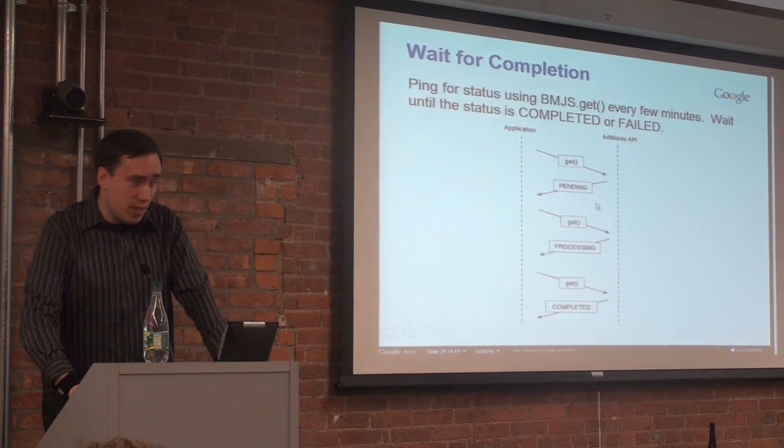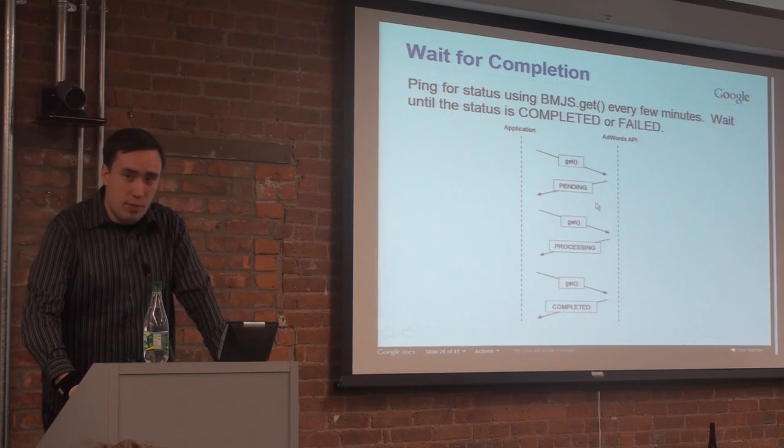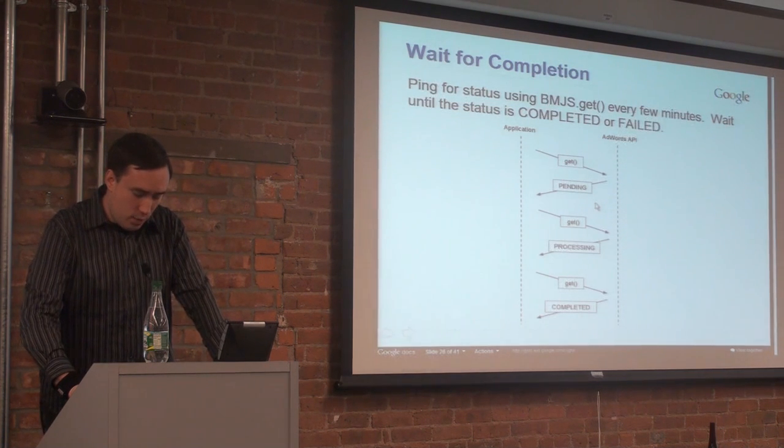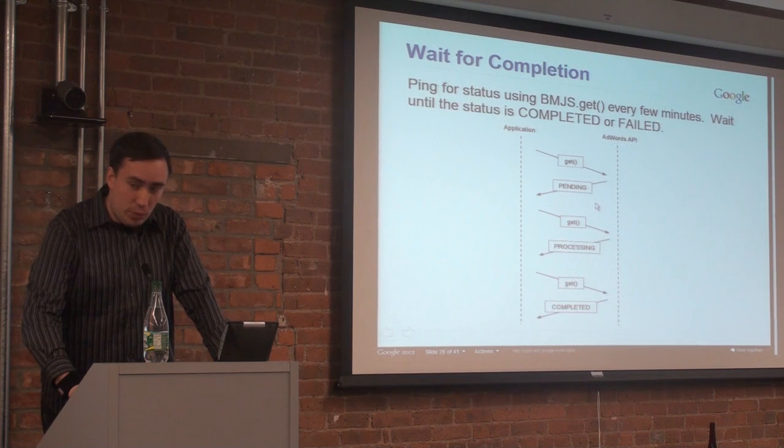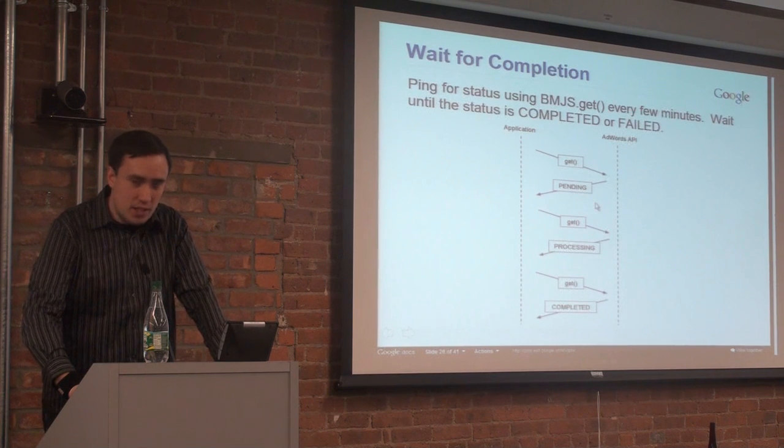Processing means that the job is at the front of the queue and is actually running the operations at that time. And then when it's done, it's either going to be completed or failed. Those are the two final statuses.